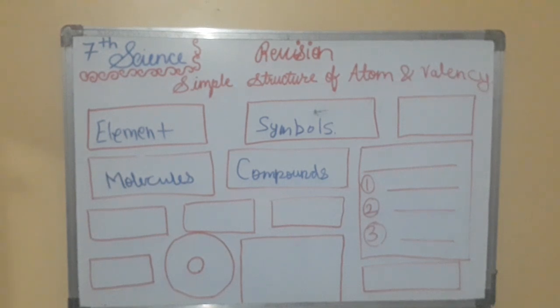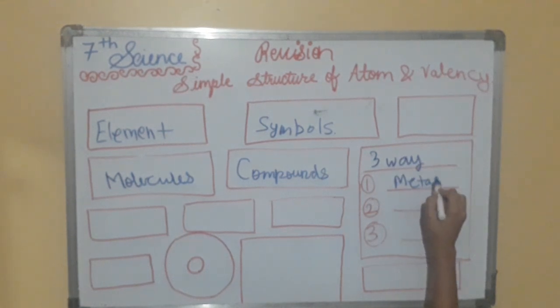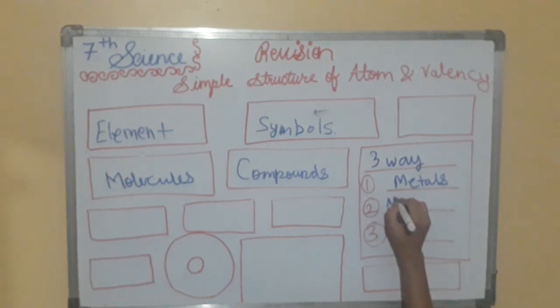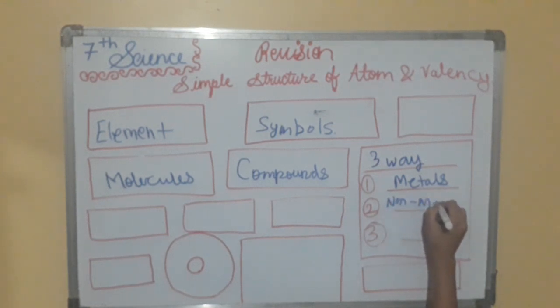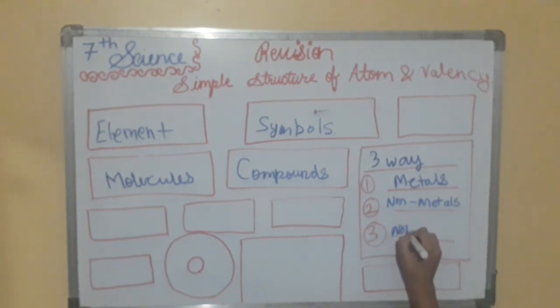Now, classification of elements. Elements are classified into three classes. Three ways. First, metals. Second, non-metals. Third, noble gases or inert gases.